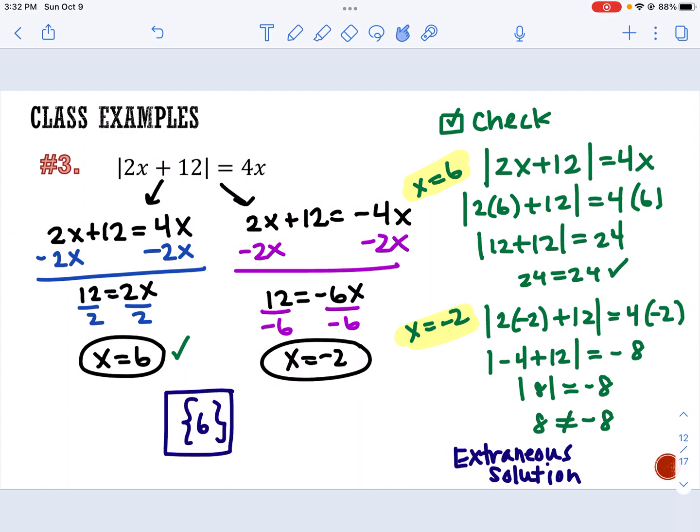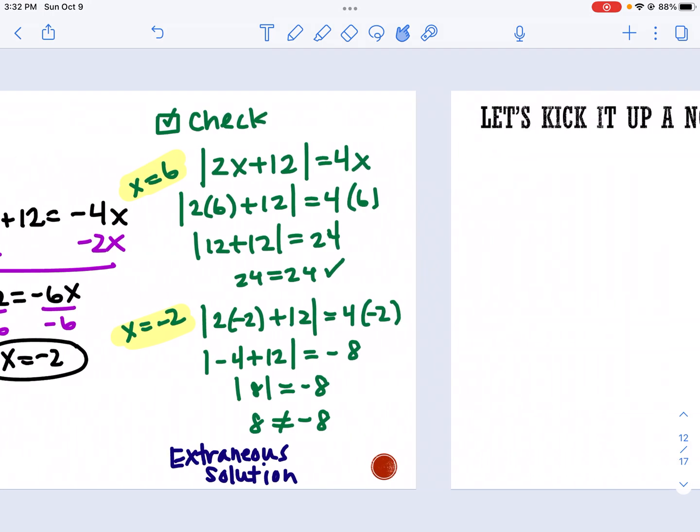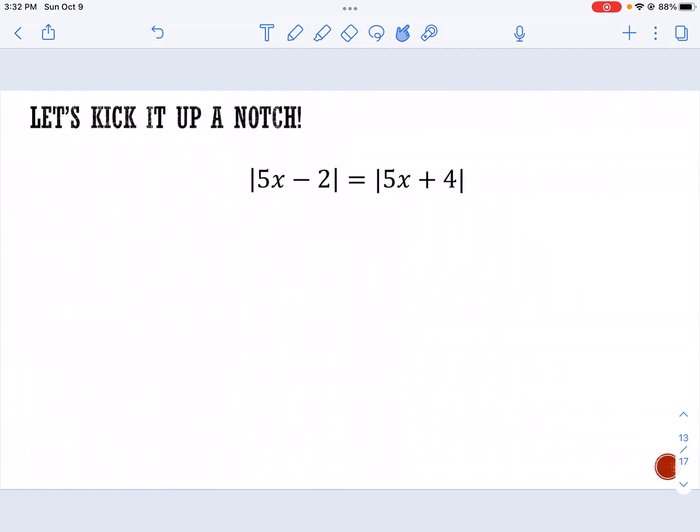So once you're done with that, let's kick it up one more notch. So if I give you a problem like this, the absolute value of 5x minus 2 equals the absolute value of 5x plus 4. This one gets a little tricky, but definitely doable. We can solve this. We're going to simply do exactly what we've been doing. We're going to isolate one of my absolute values.